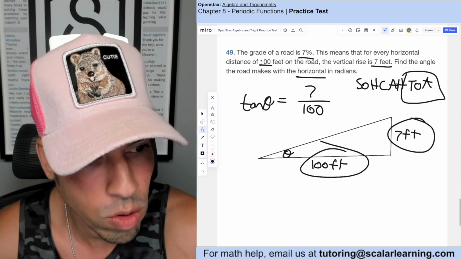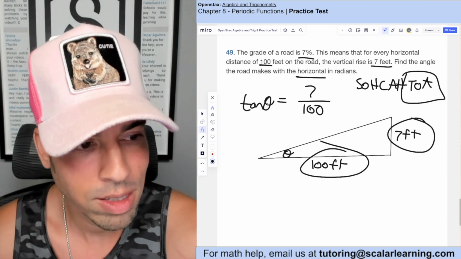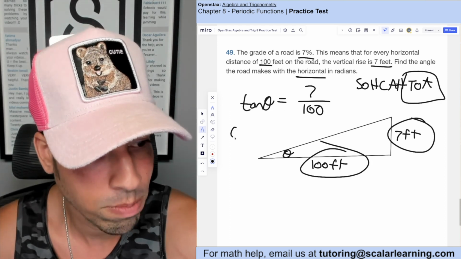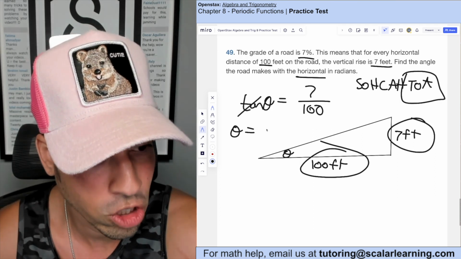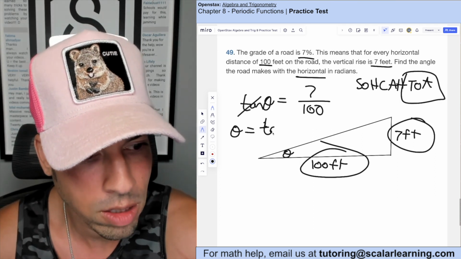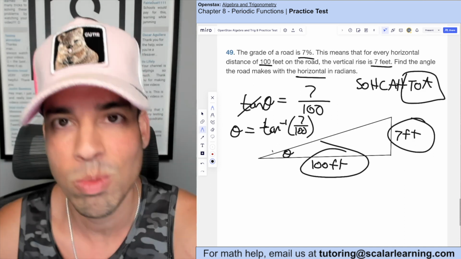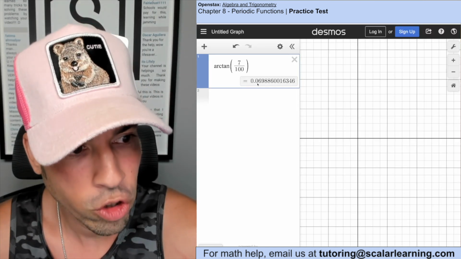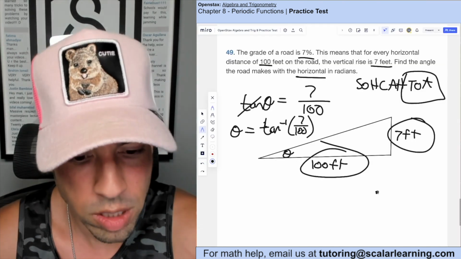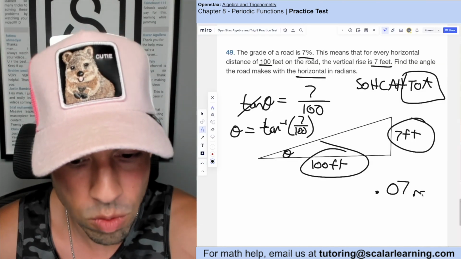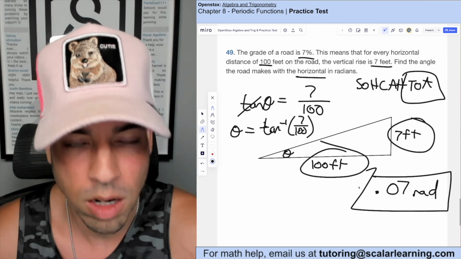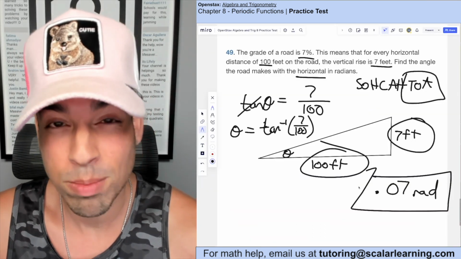And then now to solve for theta, we have to isolate it. So we have to take arctangent of both sides. That'll cancel out the tangent here. And then we take arctangent of 7 over 100, and we'll do that in Desmos now. So when we round to the nearest hundredth, it's 0.07. So we'll say approximately 0.07 radians. Boom, done.